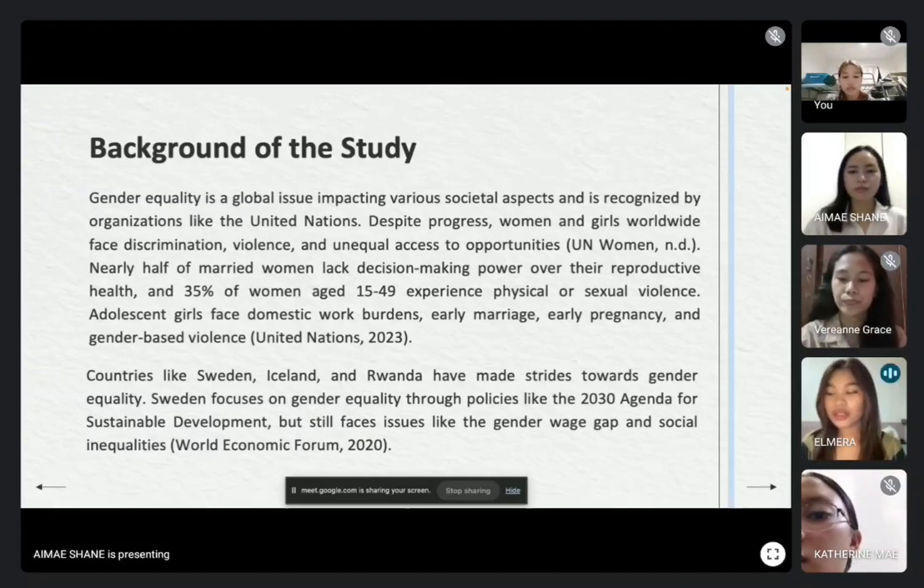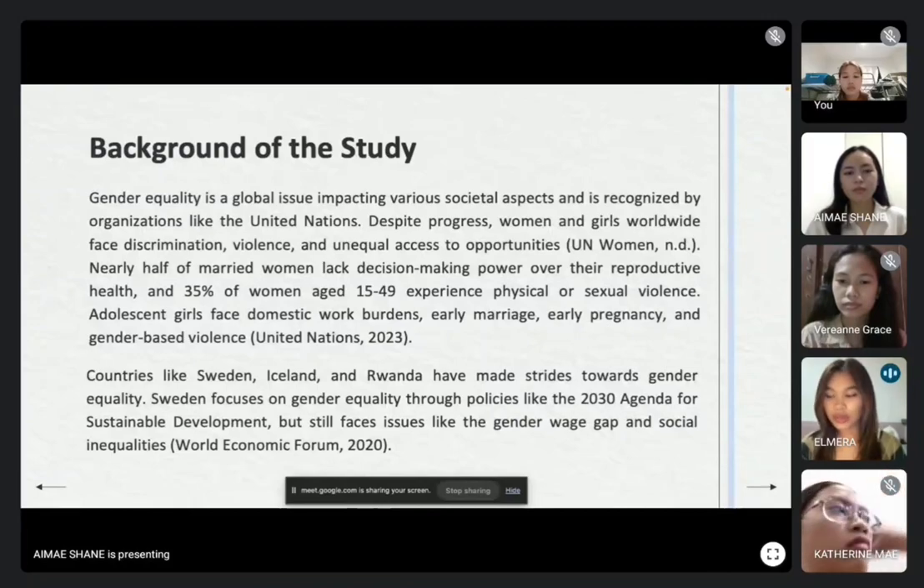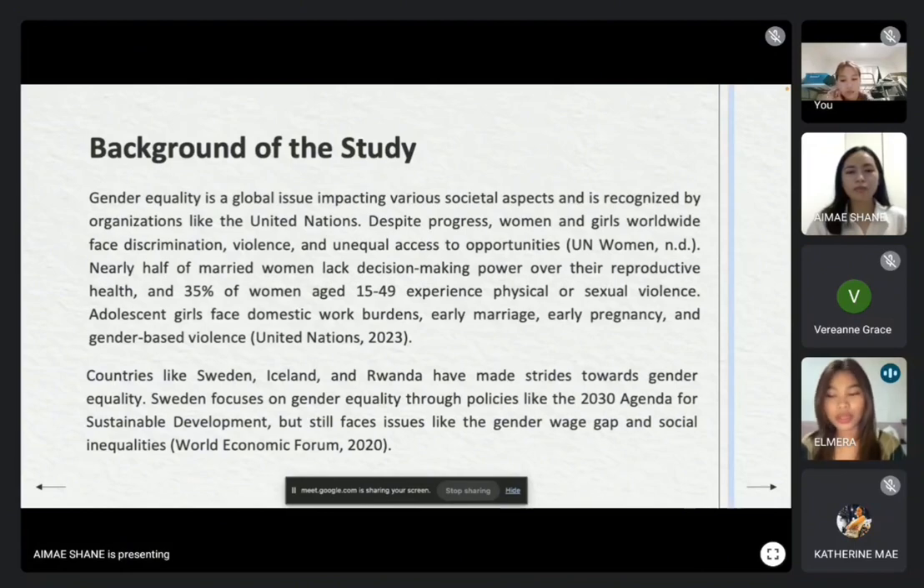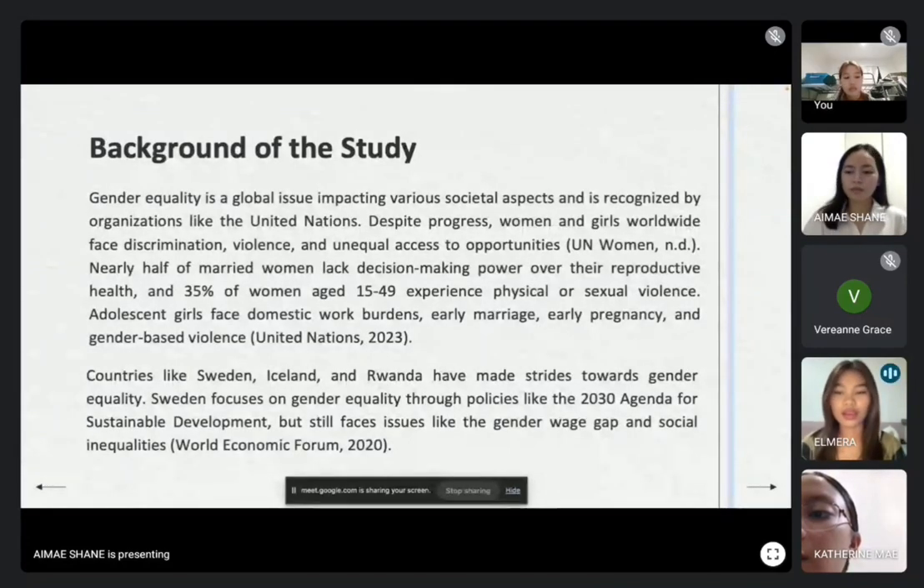Countries like Sweden, Iceland, and Iran have made progress. So Sweden, for example, focuses on gender equality through the 2030 Agenda for Sustainable Development, but they still face challenges like the gender wage gap and social inequalities. Iceland has closed the gender pay gap and increased female political representation. Rwanda prioritizes women's empowerment, but adolescent girls still face disparities. So, thank you, Kath, for the next slide.